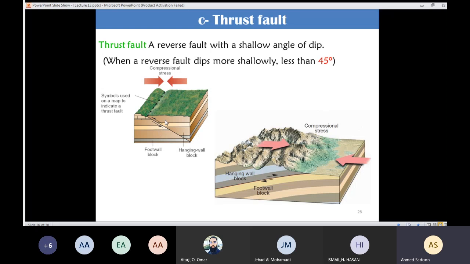But here we have a special condition. The angle of inclination is less than 45 degrees, or it's very, very shallow. In that case, we are going to call the fault a thrust fault. Like you can see here, the angle of inclination is very small, and the hanging wall is moving up relative to the footwall block, and I have compressional stresses. So in that case, I'm going to call it a thrust fault.